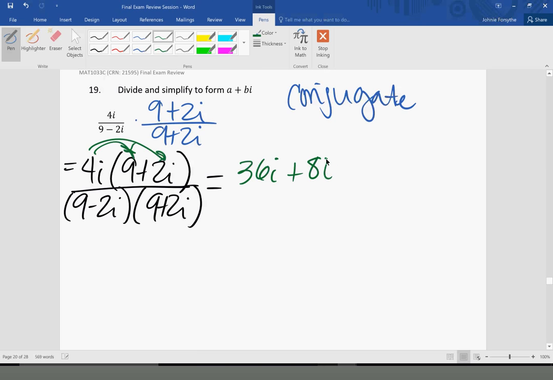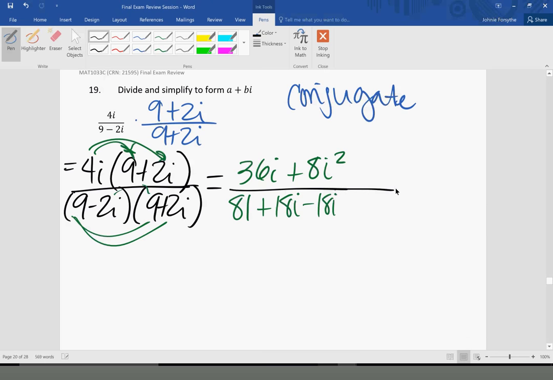And then 4 times 2i is 8i squared. Divided by, we're going to distribute here. So 9 times 9 is 81. 9 times 2i is 18i. Negative 2i times 9 is negative 18i. And then negative 2i times 2i is negative 4i squared.